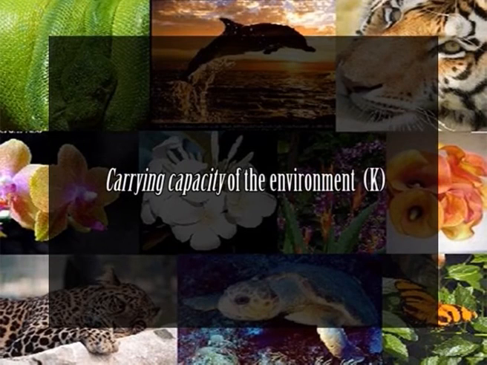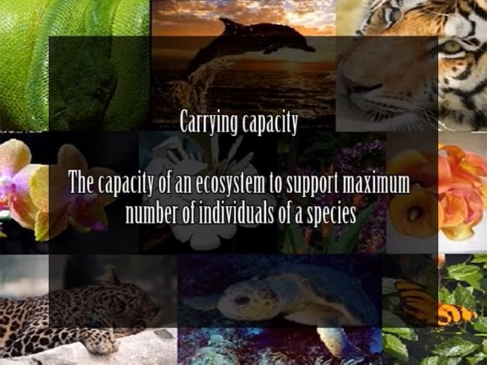The size of the population at equilibrium phase is determined by the carrying capacity of the environment, which is denoted by K. Now, this carrying capacity is defined as the capacity of an ecosystem to support the maximum number of individuals of a species. As the population size increases, population growth rate declines as it approaches carrying capacity.